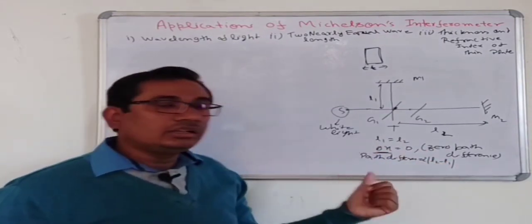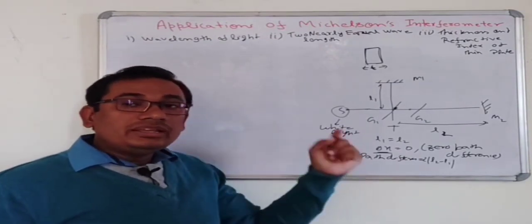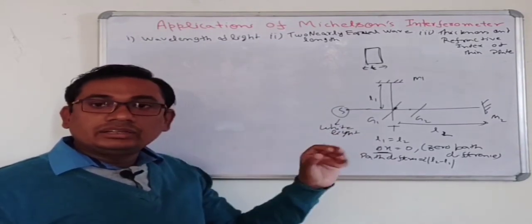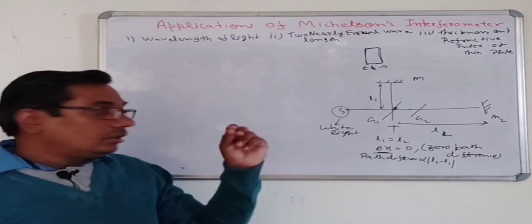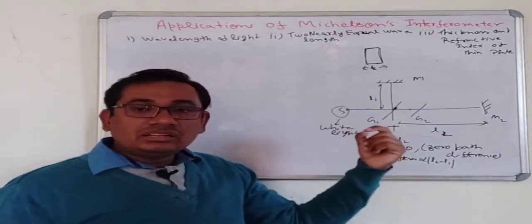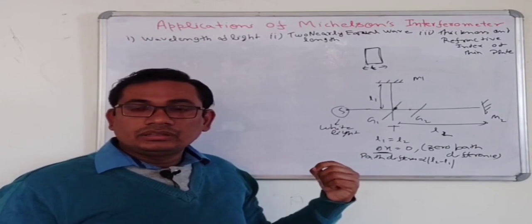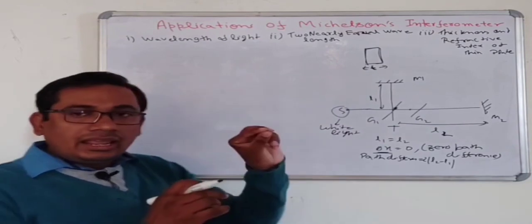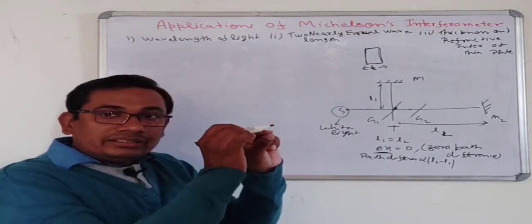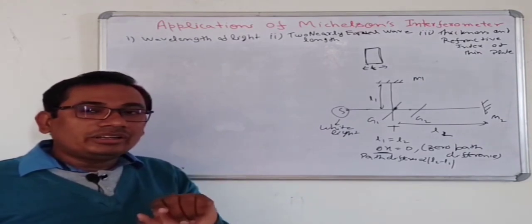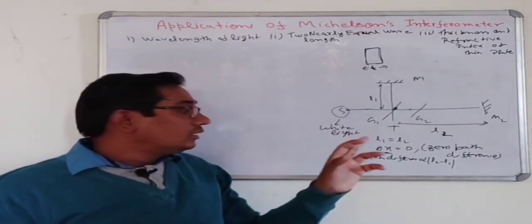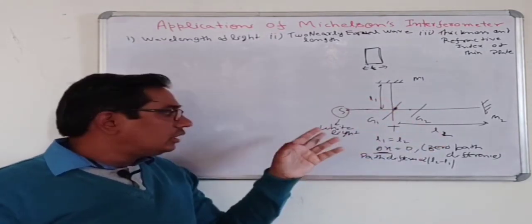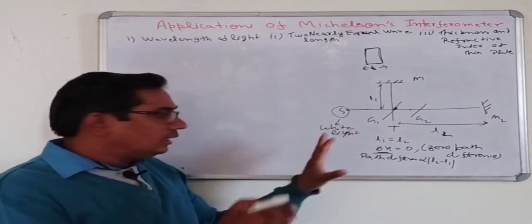How will you get this condition? We get this condition when we use white light. Without white light, you cannot measure the zero path difference. When you use white light as a source, you will see colored fringes around the center. In the case of monochromatic light, you cannot see that. Suppose lambda 1 is equal to lambda 2 here, and you have used monochromatic light, and suppose you have set the zero path difference.